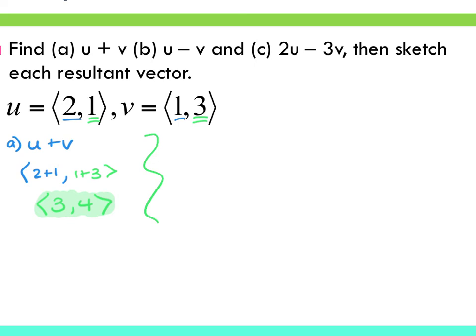Easy stuff, right? B is u minus v. So obviously the order is important here. You want to make sure you do the u points first. So this would be 2, this 2 minus this 1. And this 1 minus this 3. And I get 1, negative 2.